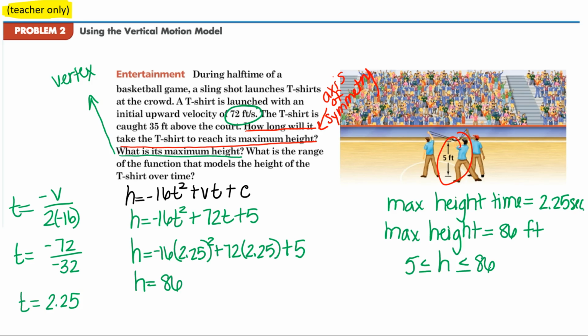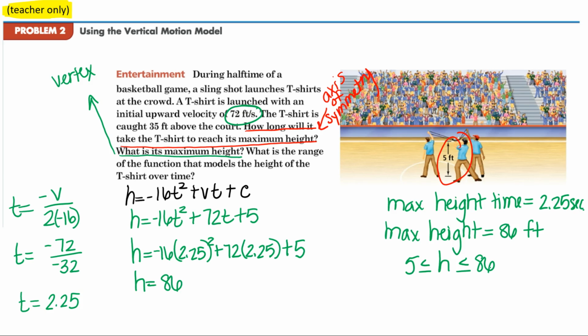In some problems, the object will hit the ground. And if it does hit the ground, then your height would have a low end of 0, because if it hits the ground, we're at 0. So make sure you pay attention on a problem: did it ever hit the ground?